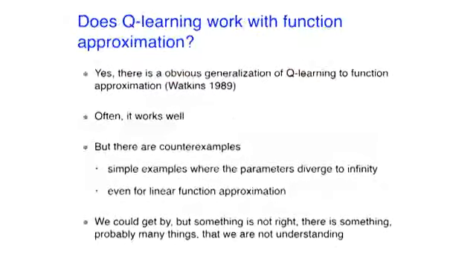So does Q-learning work with function approximation? The answer is yes. It works, sort of. Actually it does work pretty well, but it isn't guaranteed to work. There are counterexamples, simple examples where you run Q-learning with function approximation. I'll show you the equation, the idea, on the next slide. But even for the linear case, we have counterexamples. And so we're not doing something right. There's something wrong, maybe there are several things wrong. There are some things we don't understand.